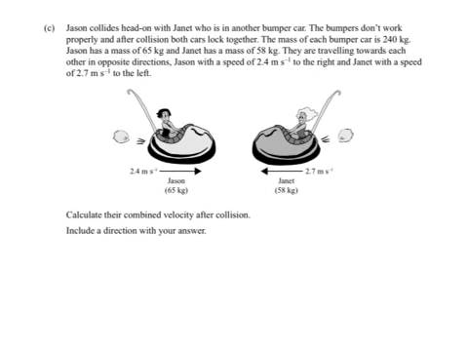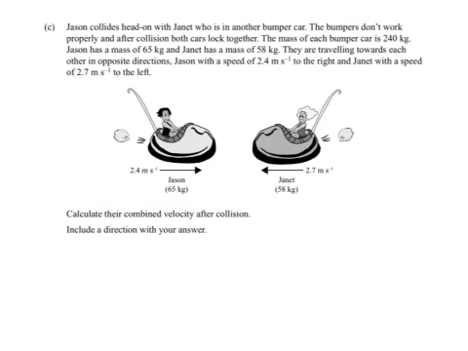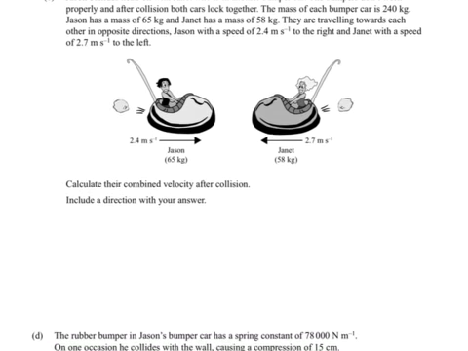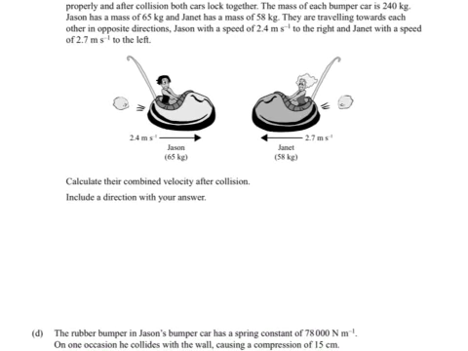C. Jason collides head-on with Janet, who is in another bumper car. The bumpers don't work properly, and after the collision they lock together. The mass of each bumper car is 240 kilograms. Jason has a mass of 65 kilograms, Janet has a mass of 58 kilograms. They're travelling towards each other in opposite directions, Jason with a speed of 2.4 metres per second to the right, Janet with a speed of 2.7 metres per second to the left. Getting a little bit complex. You've got to do it very carefully when it gets complex. Calculate the combined velocity after the collision. Include a direction with your answer.